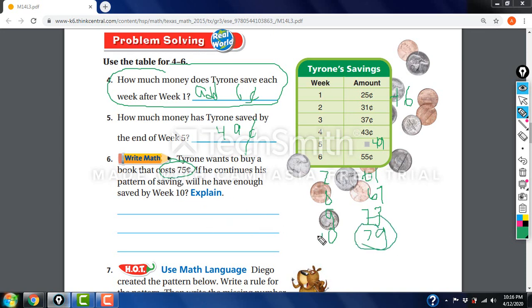The answer is yes, because at the end of week 10 he has 79 cents. And notice what I did. I just continued the pattern all the way to week 10, because that's what they told me here. So again, analyze the question. Okay?